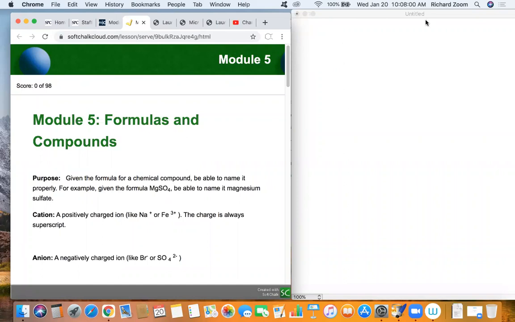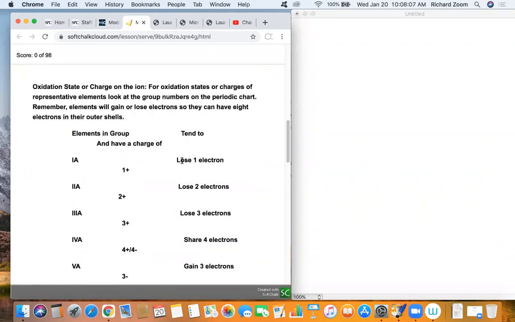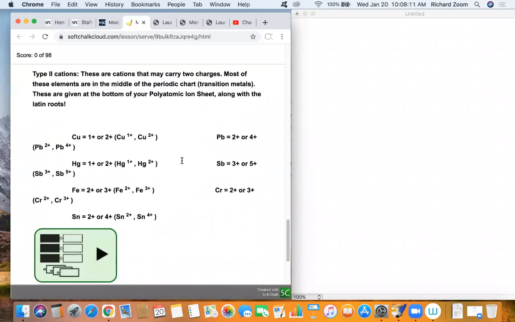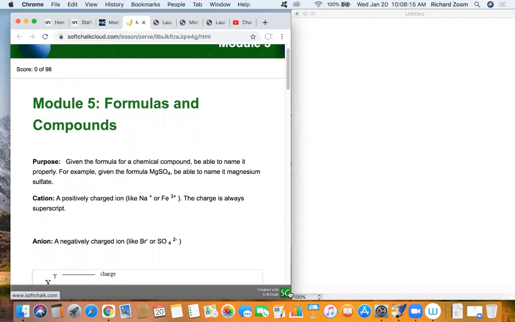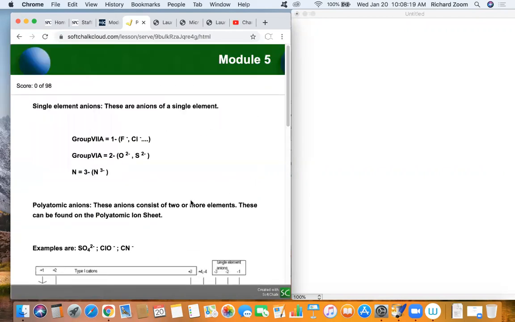So our idea here is that we're going to look at how we name these different things. So let's look first of all at, here's my, all right. Here we go.